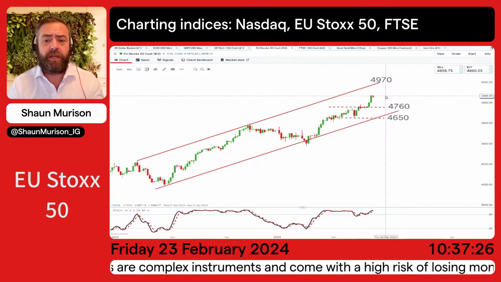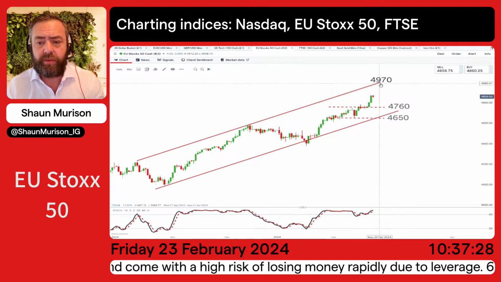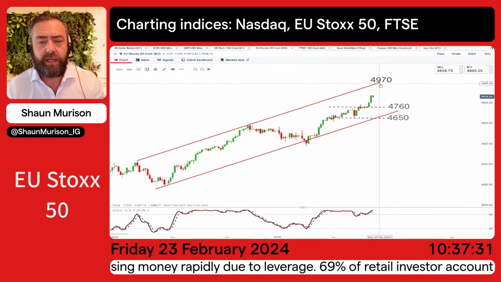There is a longer term upside target here, which is channel resistance, and we're assuming that it's somewhere around about 4,970.